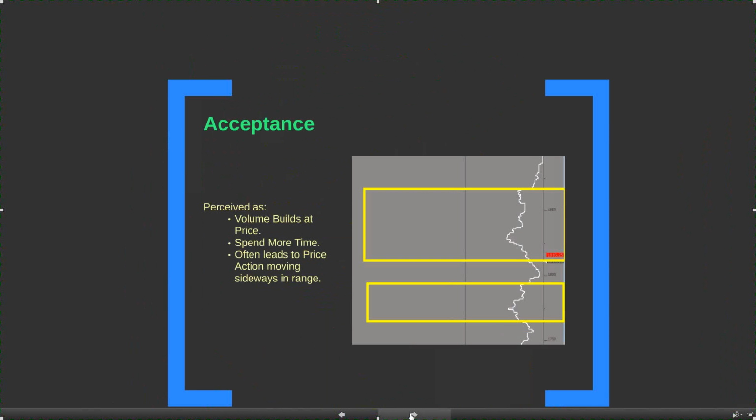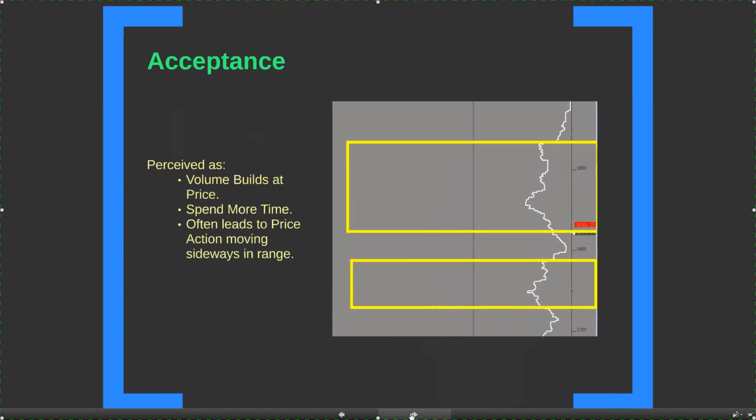Let's move on. Next concept that I'm going to talk about is acceptance. Now, this is perceived as volume building at price or the market spending time at price. Two different things. Now, traditional market profile, we would look at time or time price opportunities. And I'm going to show you those.